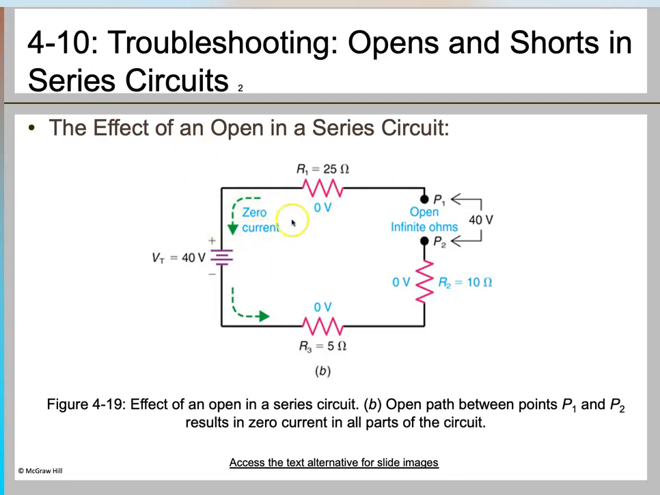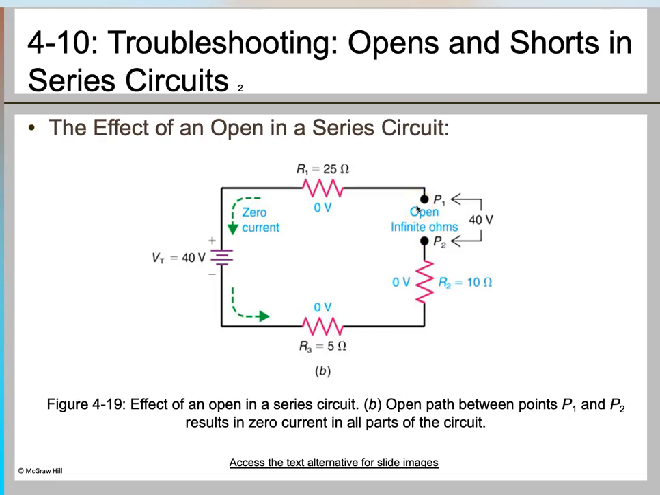The current is zero. And if the current is zero, then the voltage across each resistance is going to be 0 volts. Why? Because by the formula V equals IR, if I is 0 multiplied by whatever the resistance is, that will create 0 volts. The third thing you should remember is that wherever this open is created, in between you will have a good insulator path, due to which the resistance between the open terminals is going to be infinite.